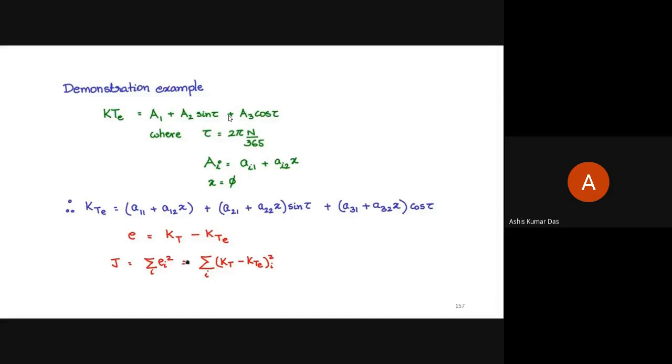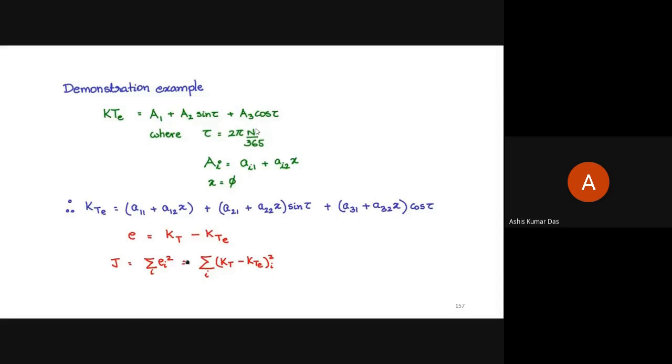So this is a very simple equation. We have just taken the fundamental harmonic. Fundamental harmonic means we have taken only sin tau; we have not taken 2 tau, 3 tau, 4 tau, and so on. And tau is given by 2 pi n by 365, where n is the number of days. It starts from 1 and extends up to 365. We will look at this more when we consider the exact model.